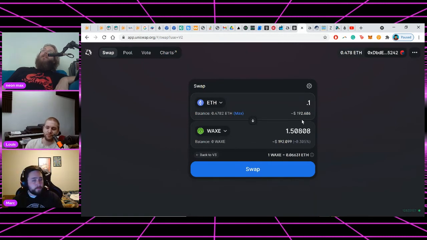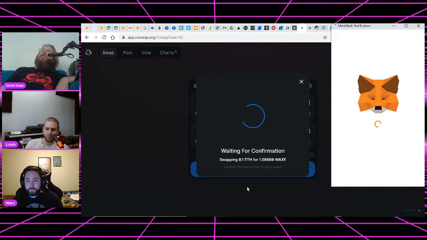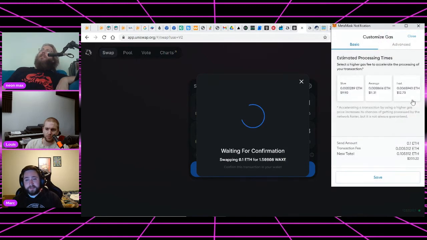That's not bad. I think actually this is worth more right now than the Ethereum I'm spending, so not terrible. Plus, I bet you the fee's not too high right now either. Let's see if I confirm the swap. How much does it say my fee's gonna be? $10. That ain't bad, I guess.